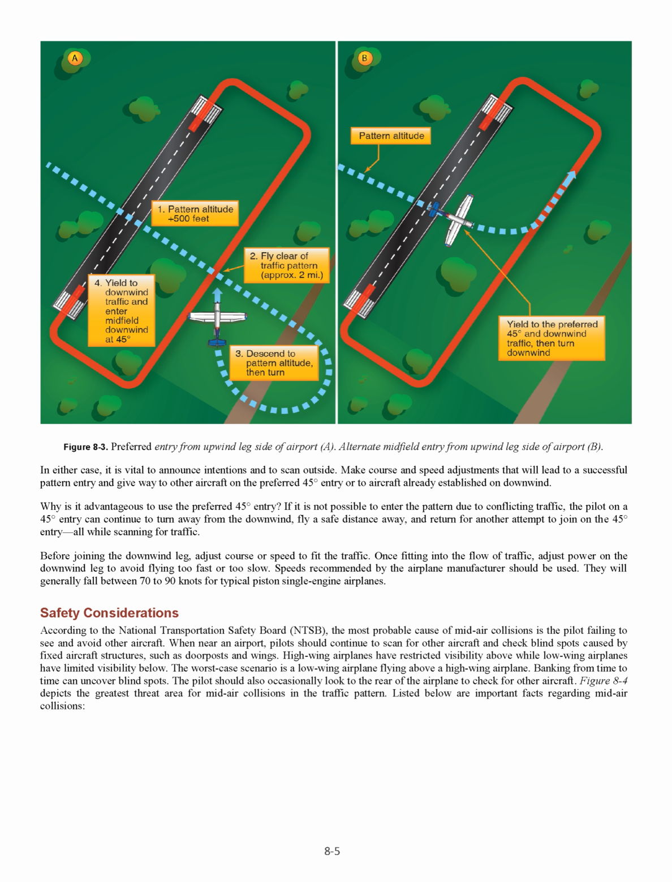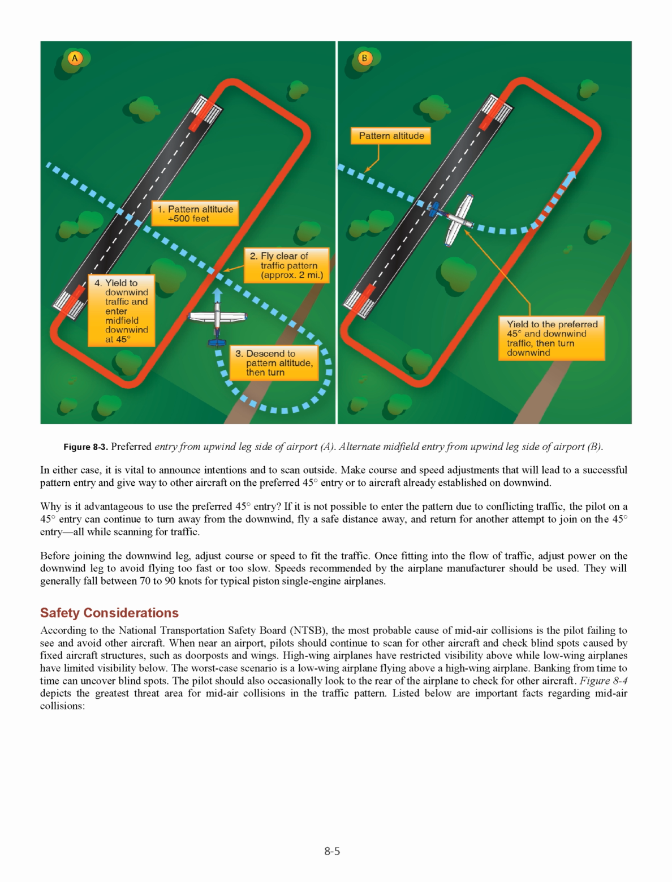If it is not possible to enter the pattern due to conflicting traffic, the pilot on a 45-degree entry can continue to turn away from the downwind, fly a safe distance away, and return for another attempt to join on the 45-degree entry, all while scanning for traffic. Before joining the downwind leg, adjust course or speed to fit the traffic.